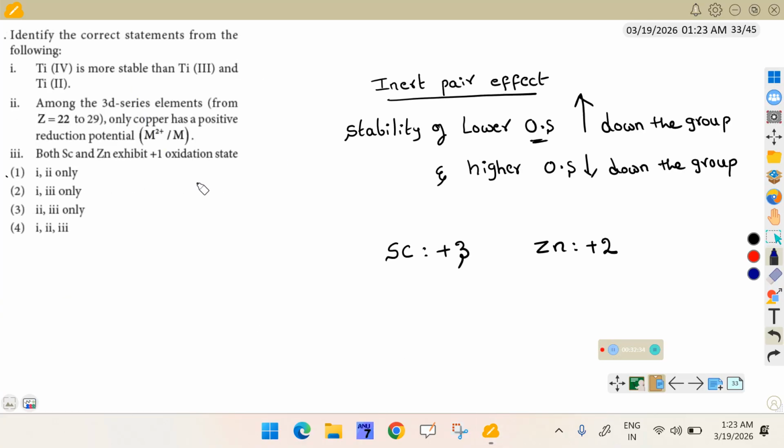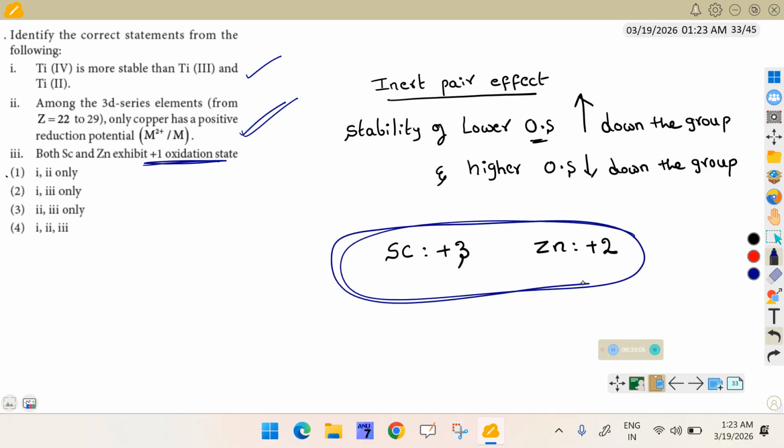Next question, titanium 4 is more stable than titanium 3 and titanium 2. Correct. According to the inert pair effect, stability of the lower oxidation state increases down the group and the higher oxidation state decreases down the group. Next statement, among 3d series elements, only copper has a positive reduction potential. Yes, this is also correct. Both scandium and zinc exhibit +1 oxidation state. No, scandium exhibits +3 and zinc exhibits +2. First statement correct, second statement incorrect. So the first option is correct.